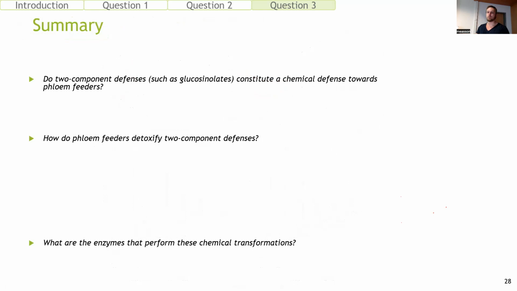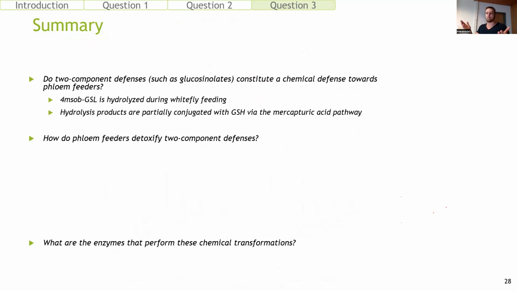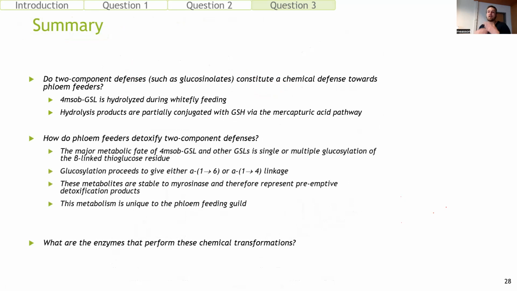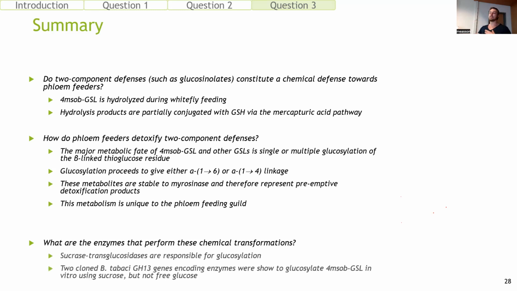Okay, as a summary, I just want to quickly summarize that I was able to show through this question-led study that 2-component defenses, despite being kind of low-damage insects, do actually constitute a defense to phloem feeders. And phloem feeders detoxify these potential toxins via serial glucosylation. This is a unique detoxification to the phloem-feeding guild, and they utilize enzymes that were derived from primary functions such as osmoregulation.